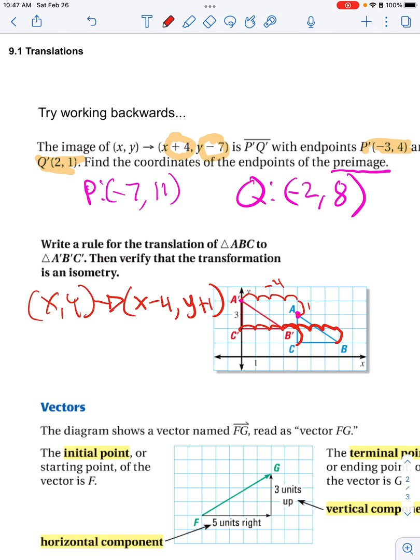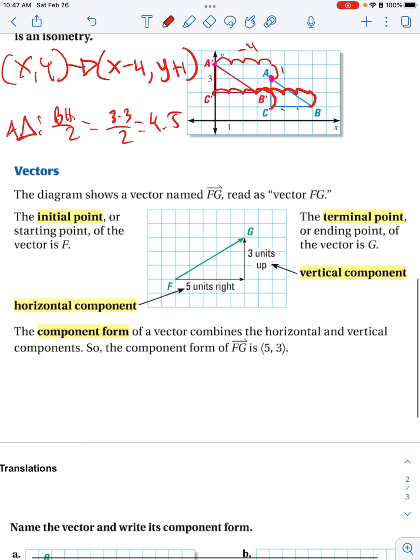Then I could check my area. The area of a triangle is base times height divided by 2. In this case my height is 3 and my base is 3. So 3 times 3 divided by 2 is 4.5. That's going to be the same for both triangles, because translations don't affect the size. Your shapes are still congruent.